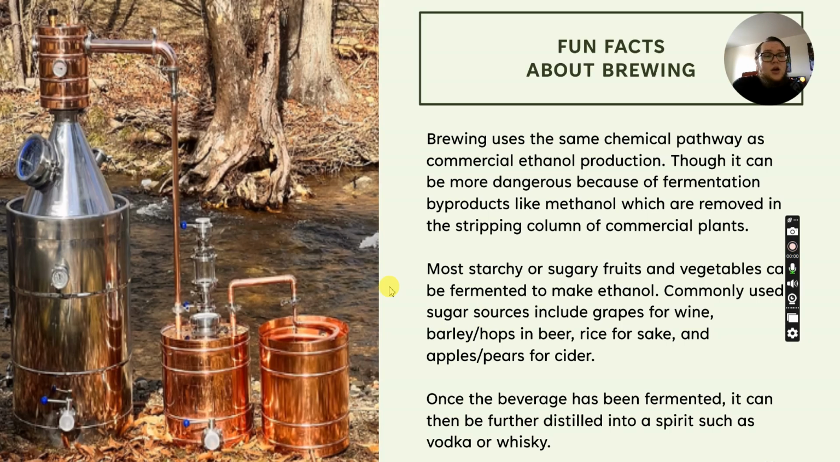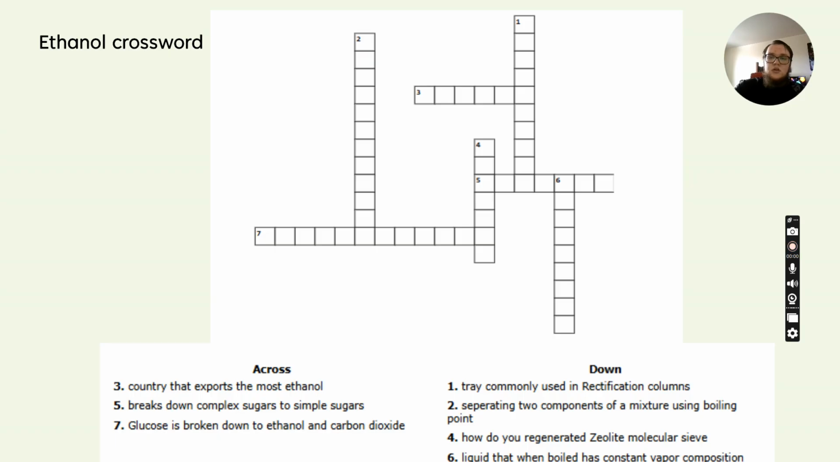A few fun facts. Brewing uses the same chemical pathways as commercial ethanol production. It can be more dangerous because of the fermentation byproduct of methanol, which is removed in the stripping column process in commercial plants. Most starchy or sugary fruits and vegetables can be fermented to make ethanol. Commonly used are grapes for wine, barley for beer, rice for sake, and apples and pears for cider. Once it can be fermented, it can be distilled over and over again to get higher spirits.